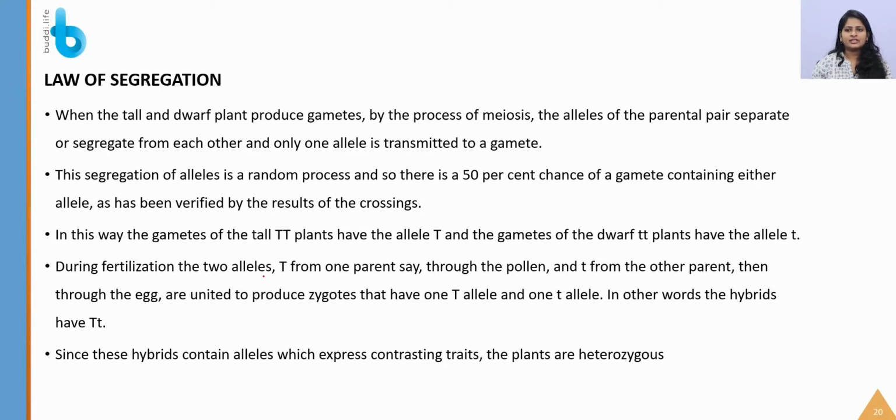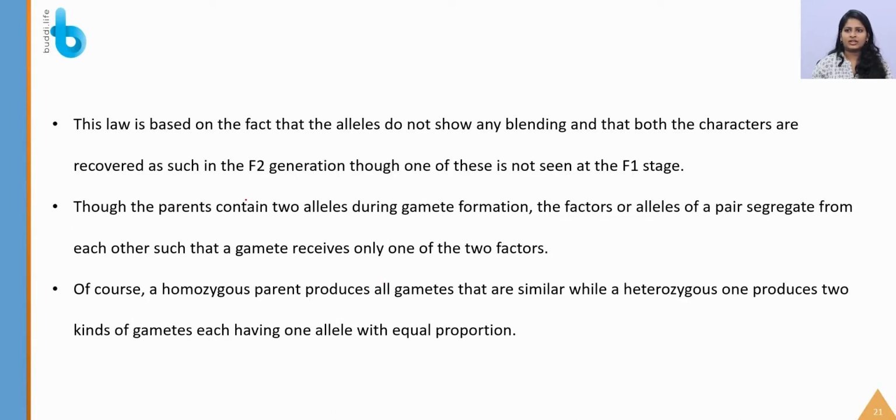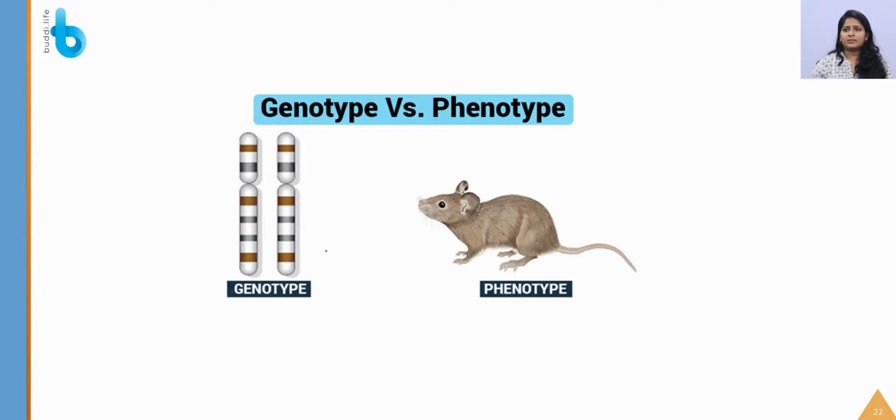During fertilization, two alleles, one from a parent through the pollen and one from the other parent through the egg, are united to produce zygotes that have one capital T and one small t. Then next will be the genotype and phenotype. What is a genotype and what is a phenotype? As we have already seen, the genotype is the genetic appearance and the phenotype is the physical outer appearance, how they look outside.